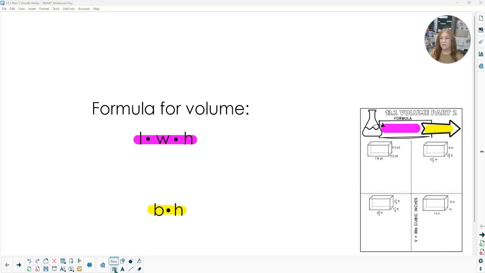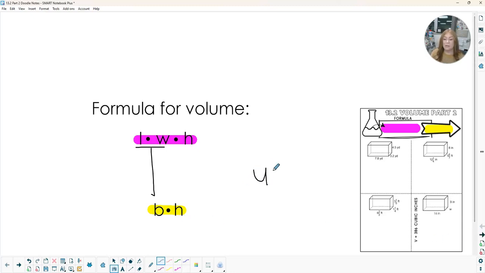We're going to keep working on volume. We're going to do a little bit harder problems. So here we go. We need to remember our formula for volume is length times width times height. When we do length times width, that turns into the base that it's sitting on. And then we're just repeating those levels. So length times width times height, or that base times height, which is length times width, then times the height. Either one will get us to the same answer.